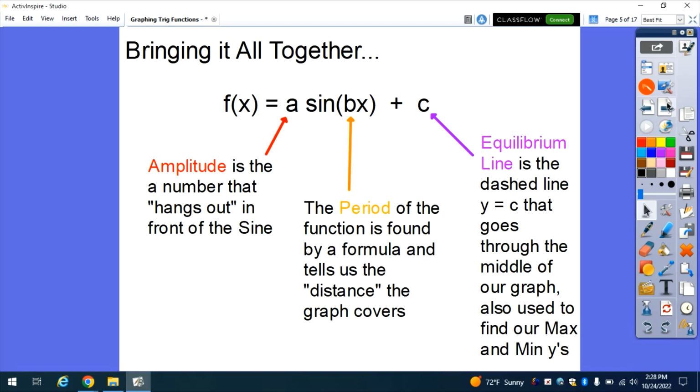So bringing it all together with our vocab. Amplitude is the variable a. He's always hanging out front. This is our amplitude, whatever number's here. The period is found with the b variable. He's the guy inside here with the x. C is the constant that's used for the equilibrium line, and it's a dashed horizontal line that goes through the middle of our graph, and we use it to find our maximums and our minimums.